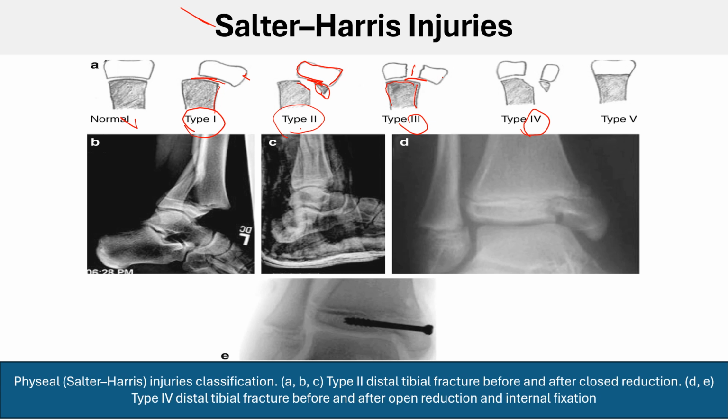Type 4, you have fracture in metaphysis, growth plate, and epiphysis. Type 5, no fracture in the epiphysis, no fracture in the metaphysis. You have fracture in the growth plate with compression or crush injury. The higher the number, the worse the prognosis.